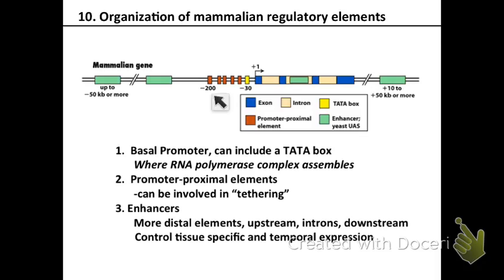So what we call this region here in mammalian genes is the basal promoter. It can include a TATA box, sometimes it doesn't. That's where the RNA polymerase complex assembles. Okay? So you have these promoter proximal elements that are involved in tethering the RNA polymerase complex to the promoter, and then enhancers are more distal elements. Distal means far away. What they do is they control tissue-specific and temporal expression of a gene.